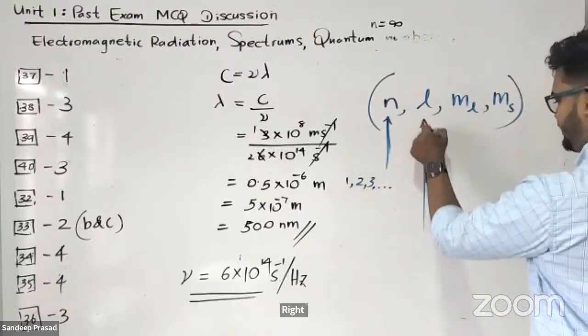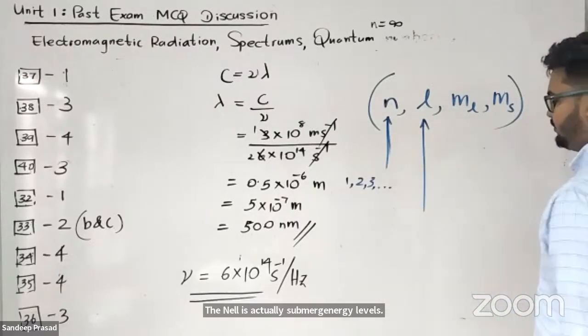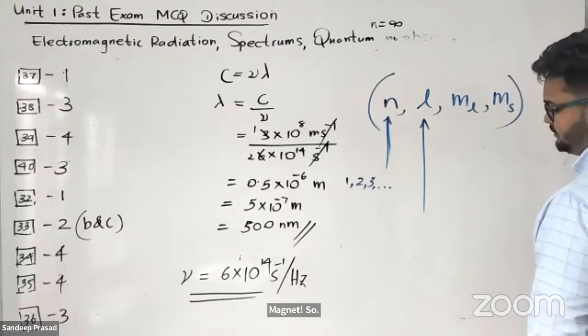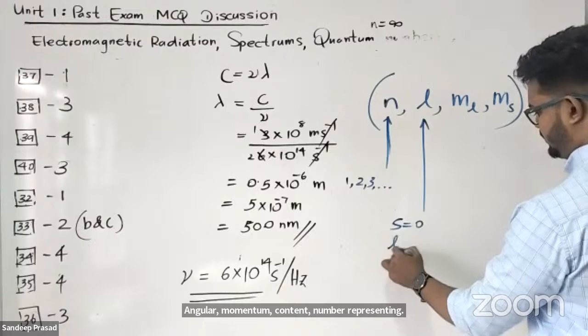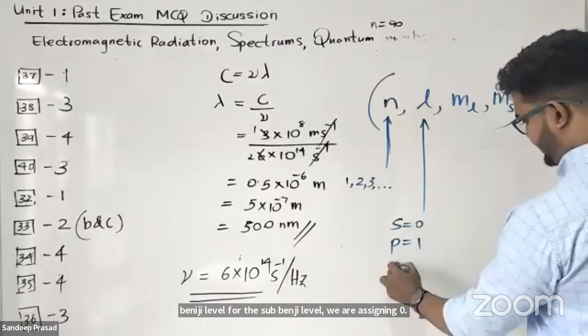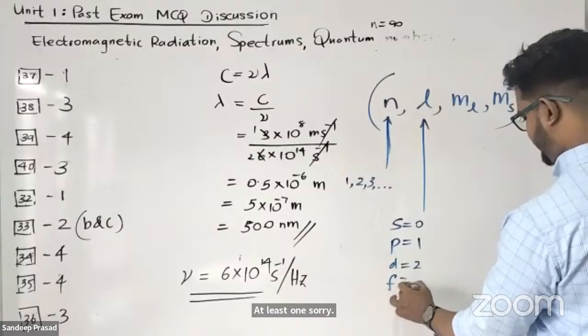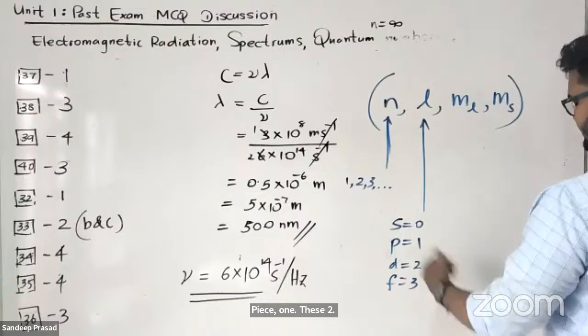Then l is the azimuthal quantum number, or angular momentum quantum number, representing the sub-energy level. For the sub-energy levels, we assign s is 0, p is 1, d is 2, f is 3. Likewise, we have the azimuthal quantum numbers for the sub-energy levels in this way.